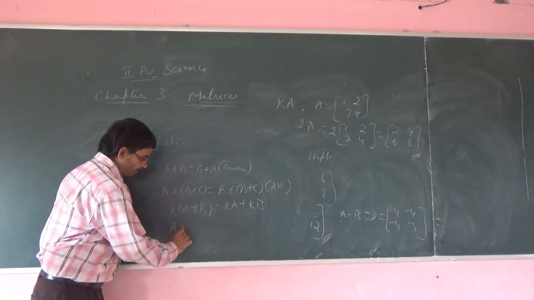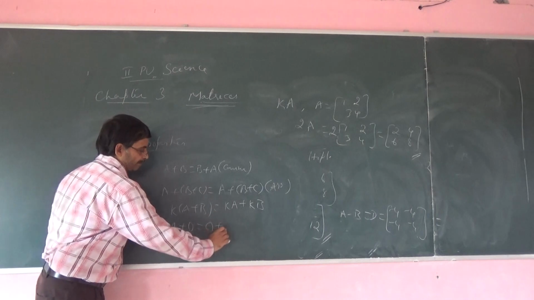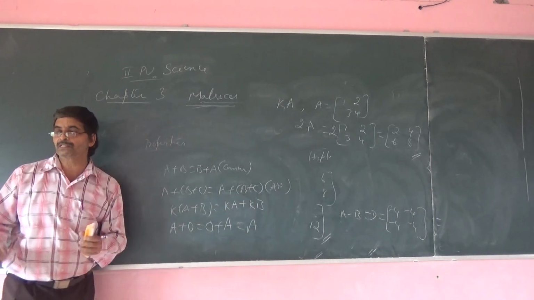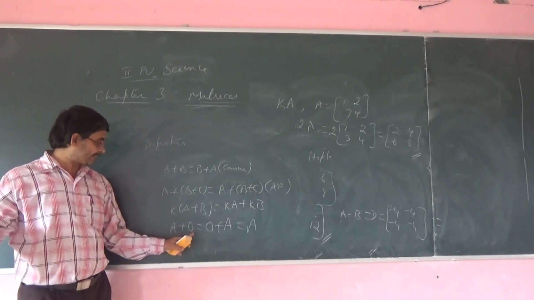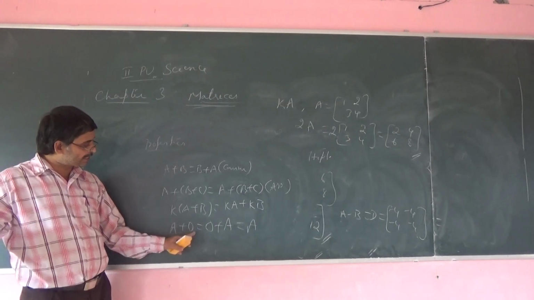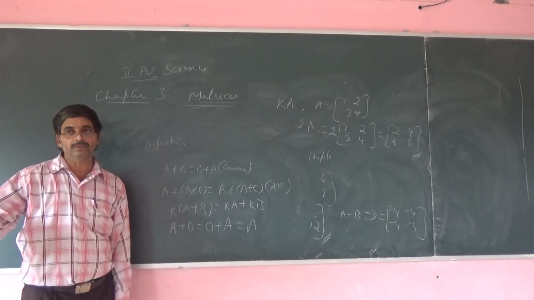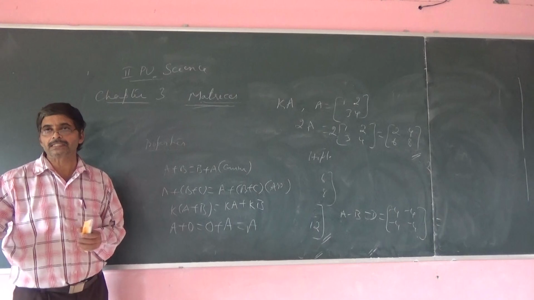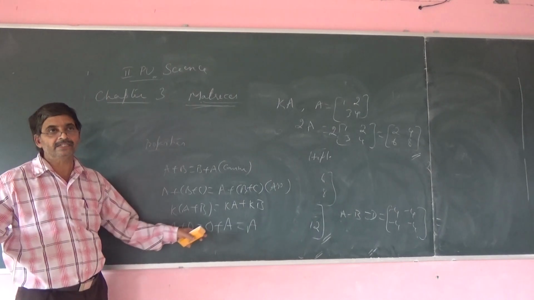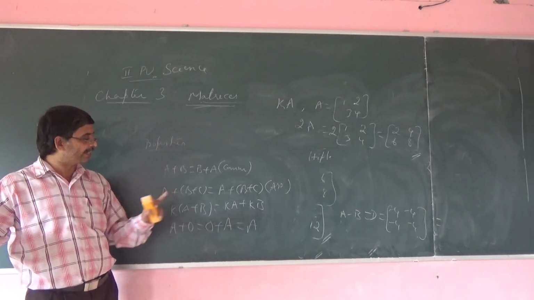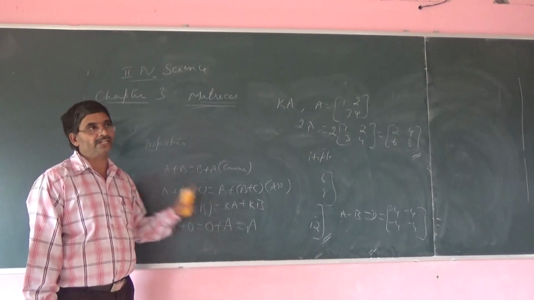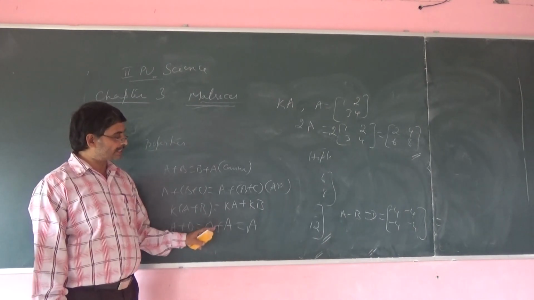One more is there: A plus 0 is 0 plus A equal to A. What is this 0? The 0 here means the zero matrix of the same order as A. A plus 0 equal to 0 plus A equal to A. 0 is called the additive identity, the identity under addition.